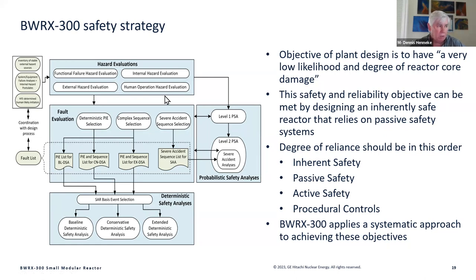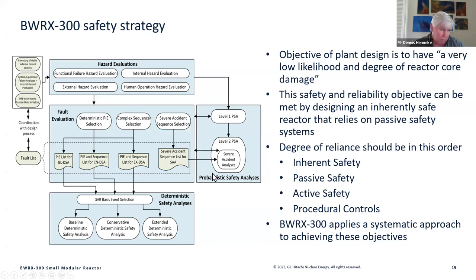sequences. We also have severe accidents that come out of the level 2 PSA that are beyond design basis or design extension conditions that also go into that evaluation. So the fault list itself is a very long list of potential events that can occur either in AOO space, design-basis space, or beyond design-basis region, all the way through severe accident space that need to be analyzed within your safety case.